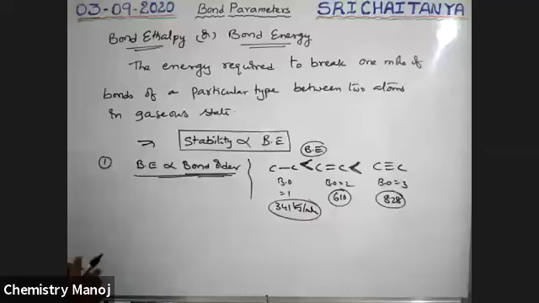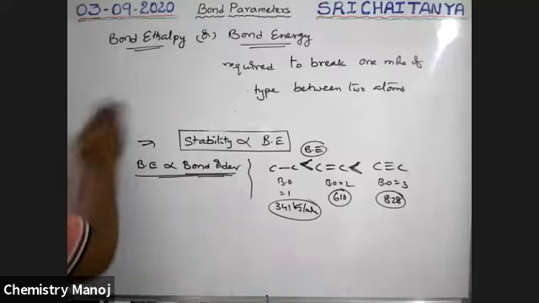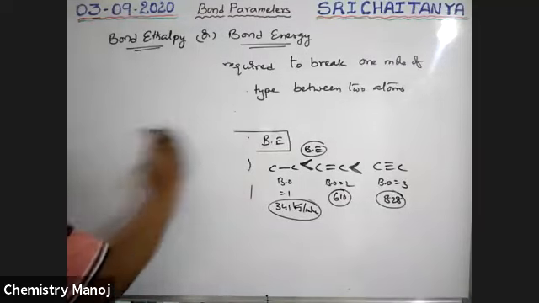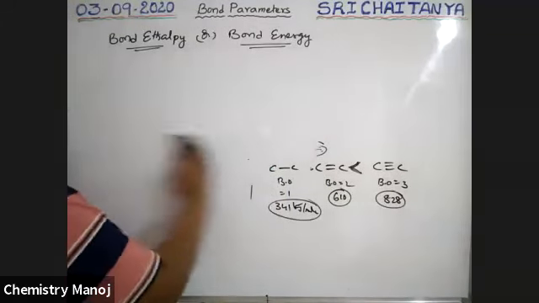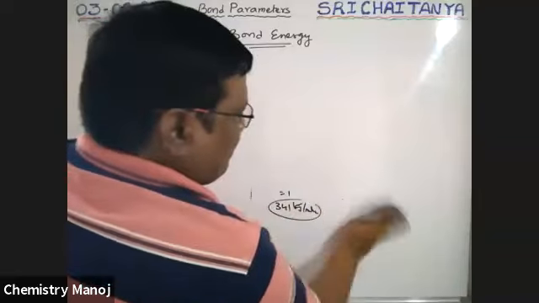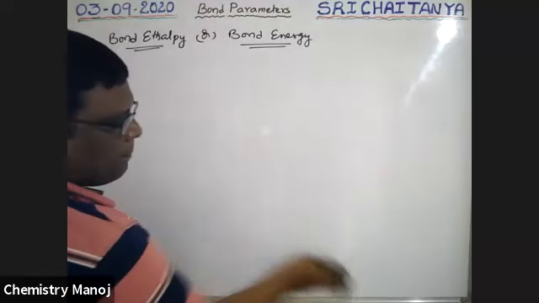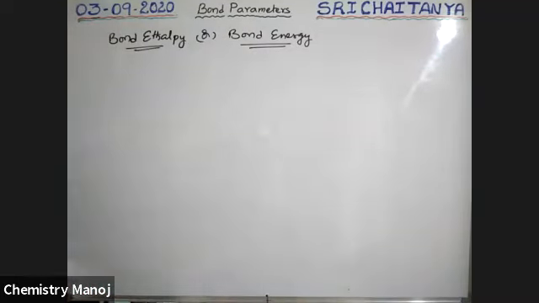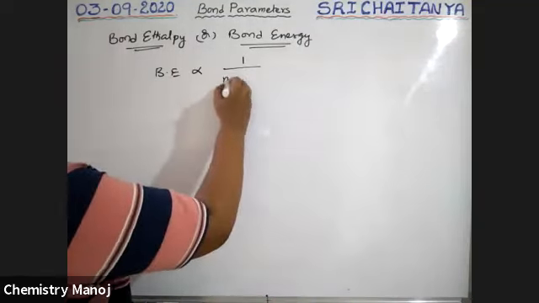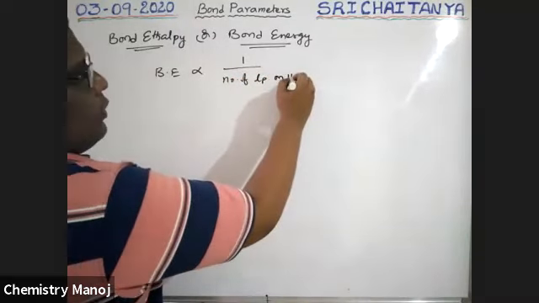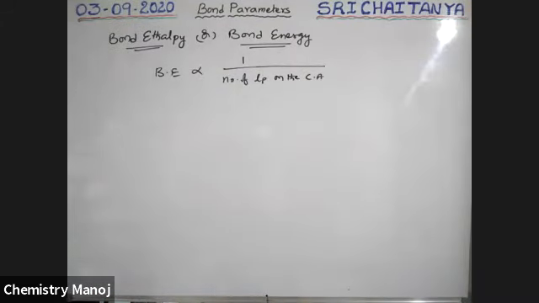Okay. Next, another factor. That is, bond energy is inversely proportional to the number of lone pairs on the central atom.